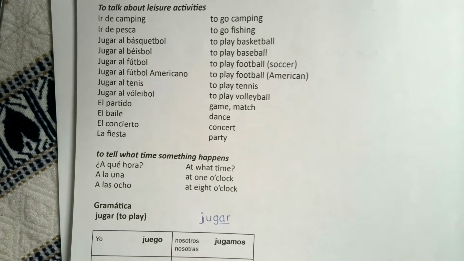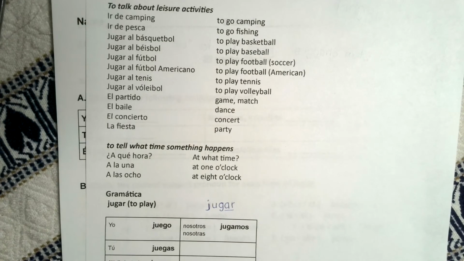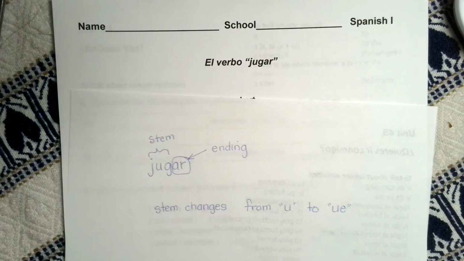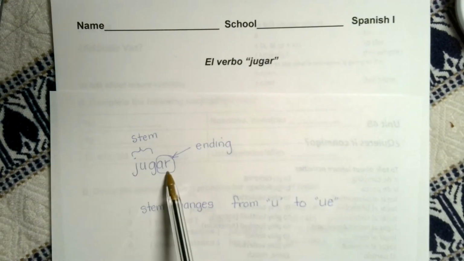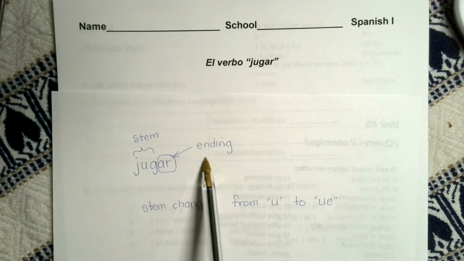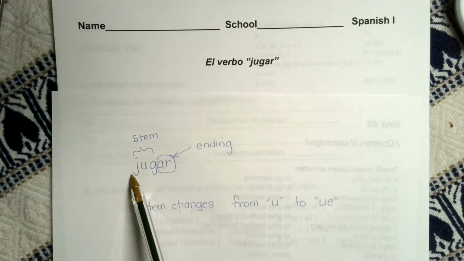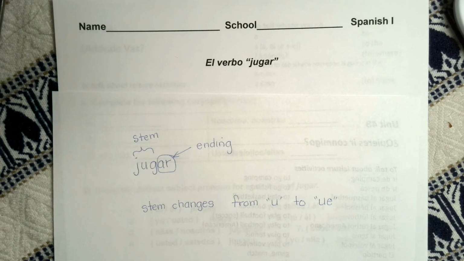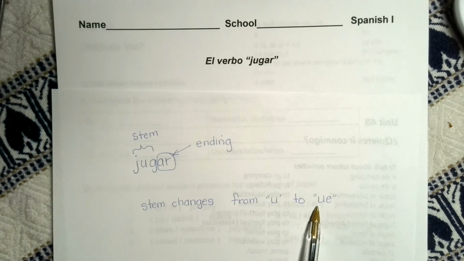I wanted to talk to you about the verb jugar, and it is irregular. It does not follow the rules that we have talked about in the past. This is a stem changing verb. And what that means, if you'll remember, on the word jugar, the AR ending we call the ending, and the rest of it we call the stem. Well, when you conjugate the verb jugar, the stem changes. And in this particular one, the stem will change from U to UE.